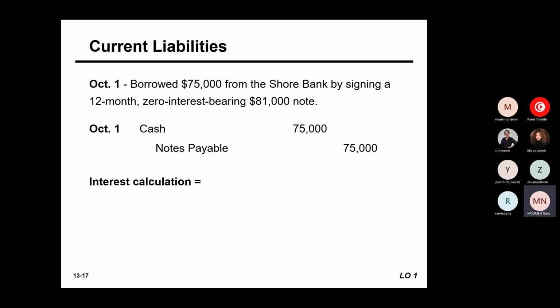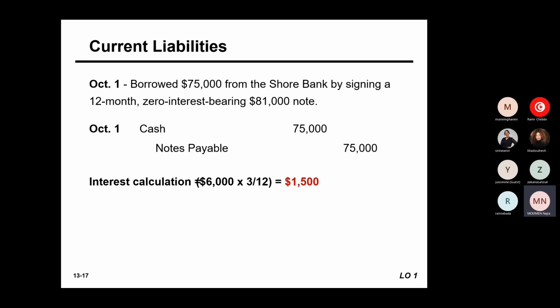So here we have 75. Or the difference, of course, between 81 and 75, that's the total, let's say, the annual interest amount to be paid. So we have $6,000 for 12 months. So if you want to accrue interest for only 3 months, of course, we should multiply by this time period rate of 3/12. So we have what? From October to December, we have to accrue 1,500 as interest expense.